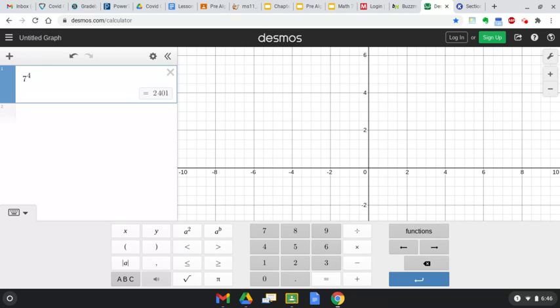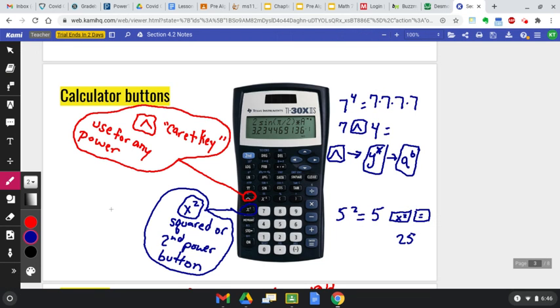All right, so whatever calculator you use, practice that real quick. 7 to the 4th power, it should be able to compute to 2,401, right? And remember the different keys that it could look like. It could be the caret key. It could be this y to the x power. It could be a to the b. If anything, just use Desmos, right? If you're still not sure on the calculator you have, use Desmos.